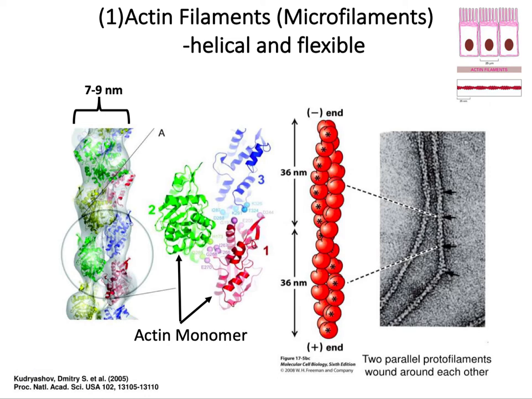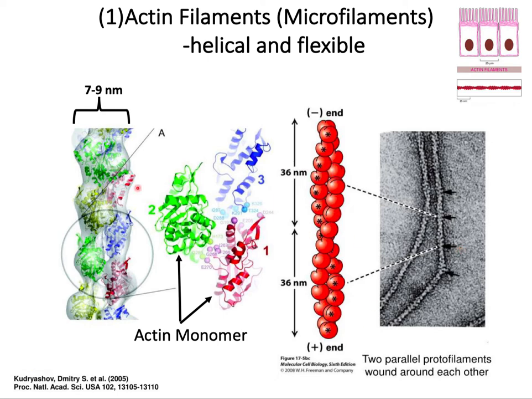The first filaments that we are going to talk about are actin filaments, and sometimes these are referred to as microfilaments. These are polymers of actin monomers. When the monomers come together, they form a helical twisted structure. They are very flexible and dynamic, and they can lengthen and shorten. They are about 7 to 9 nanometers in diameter and visible on the electron microscope.